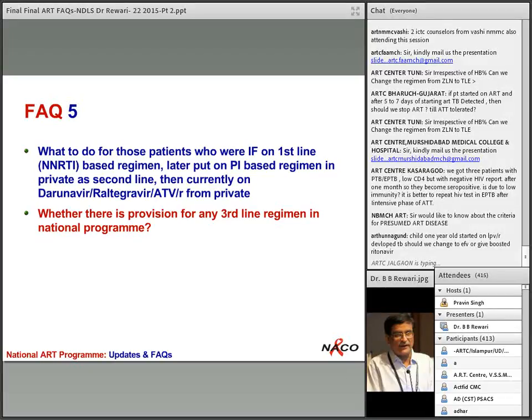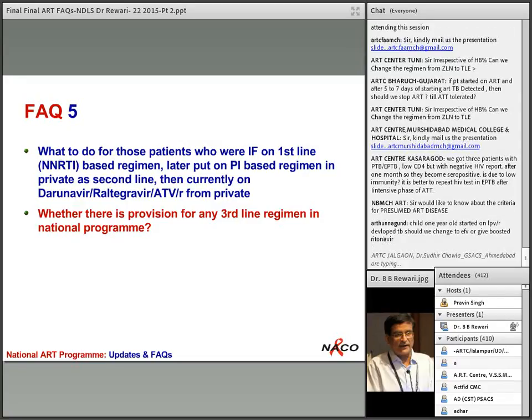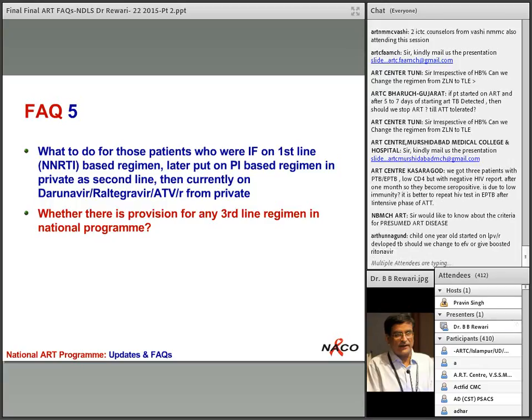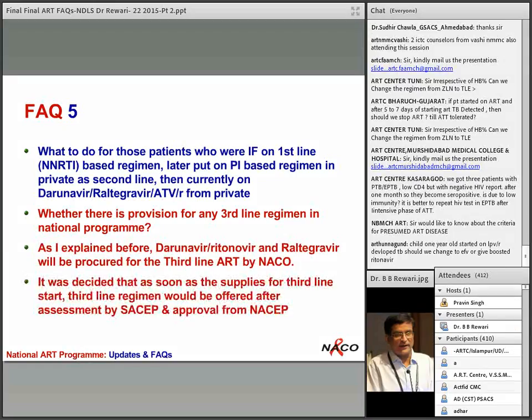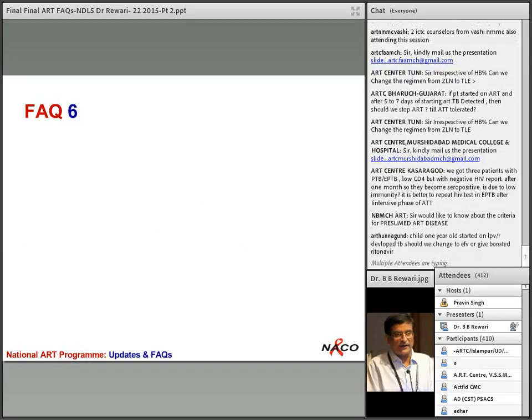Those who had immunological failure on first line, later put on a PI based regimen in private as second line, currently on darunavir and raltegravir. This is from some of the centers. There is no provision for third line in the program. As of now, it is being procured, and as soon as it is available, the guidance will be sent. Till that time, they have to continue their own regimen, whatever regimen they are continuing.